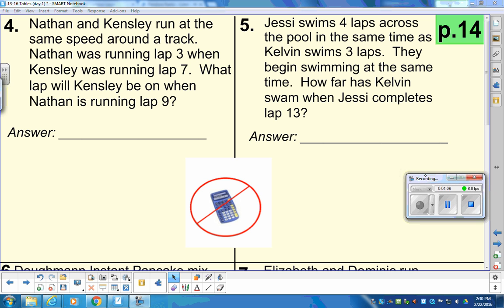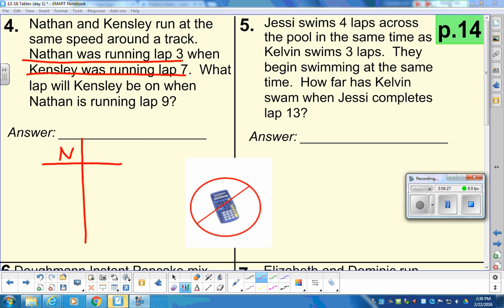Let's take a look at this problem. Nathan and Kensley run at the same speed around the track. Nathan was running lap 3 when Kensley was running lap 7. What lap will Kensley be on when Nathan is running lap 9? So we have Nathan and Kensley as the 2 runners. When Nathan's running lap 3, Kensley's running lap 7. That's what those two red underlined items are saying.